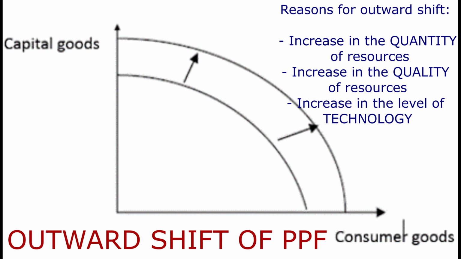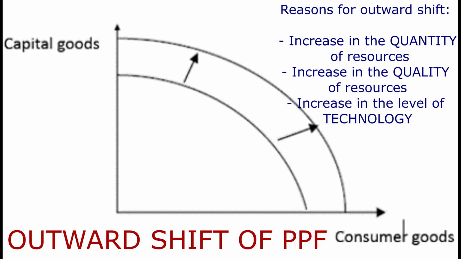So when the PPF shifts outwards, it can be due to an increase in the quantity of resources given. For example, is there more manpower given? There could be more capital goods given, like equipment, machines, more raw materials. Or it could be due to an increase in the quality of resources.